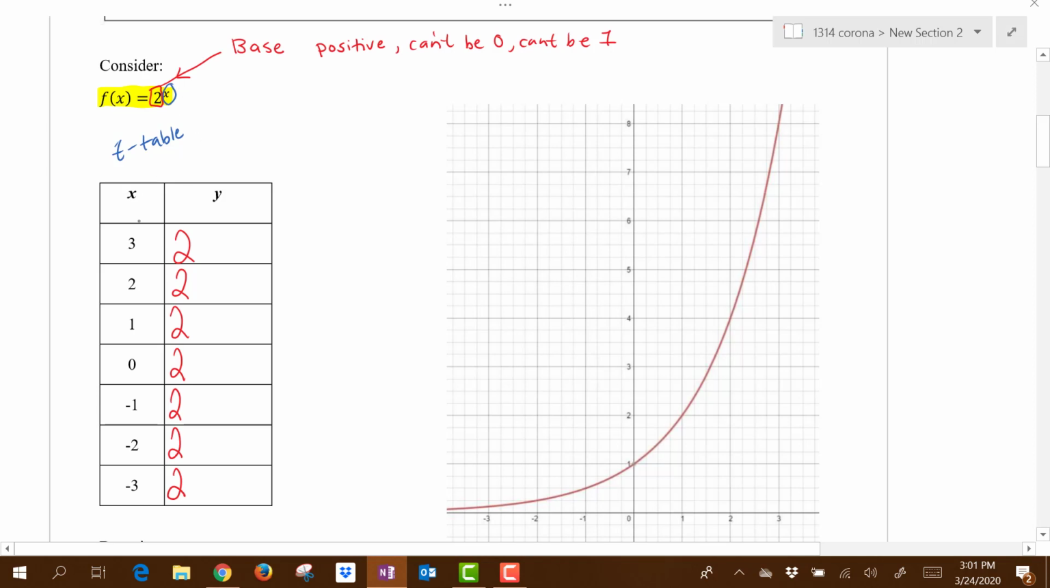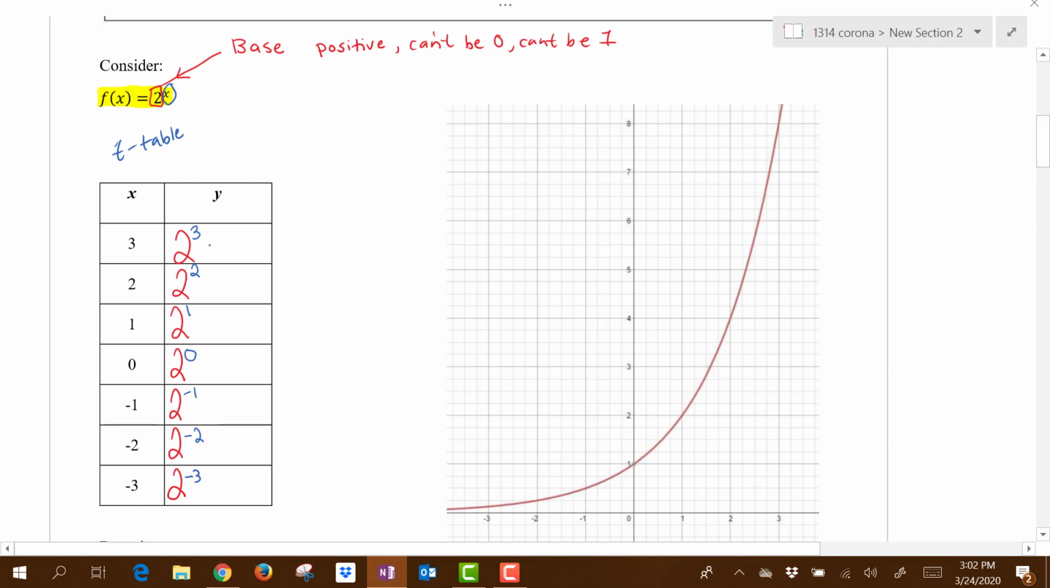So if I say x is 3, then now 3 becomes the exponent on that base of 2. If I say x is 2, then 2 becomes the exponent. If I say x is 1, then 1 becomes the exponent. So the x values that I have are going to change the exponent on that base of 2. So the base is not going to change. Now the exponent, it's what's changing as I pick a different x.